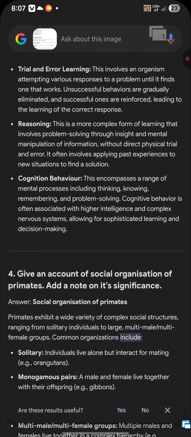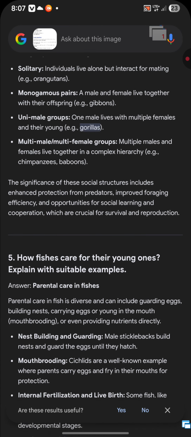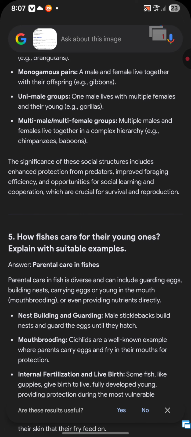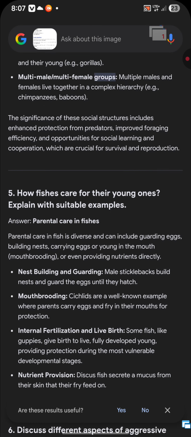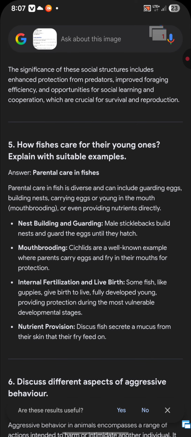Common organizations include 1. Solitary. Individuals live alone but interact for mating, e.g., orangutans. 2. Monogamous pairs. A male and female live together with their offspring, e.g., gibbons. 3. Uni-male groups. One male lives with multiple females and their young, e.g., gorillas. And 4. Multi-male, multi-female groups. Multiple males and females live together in a complex hierarchy, e.g., chimpanzees, baboons.